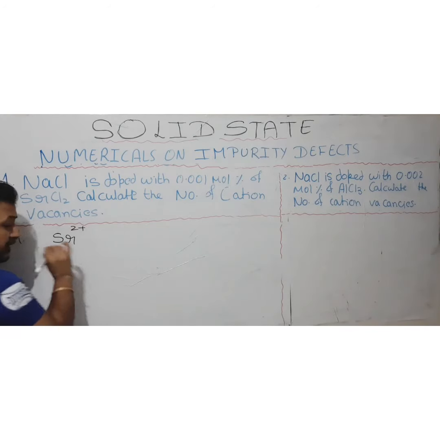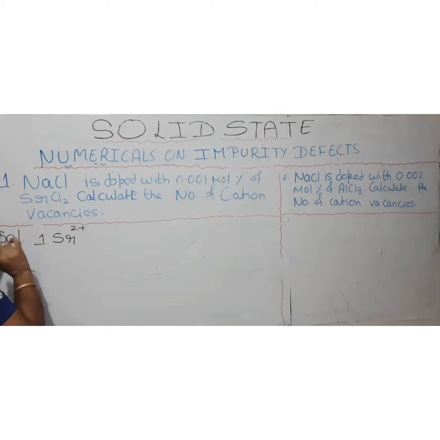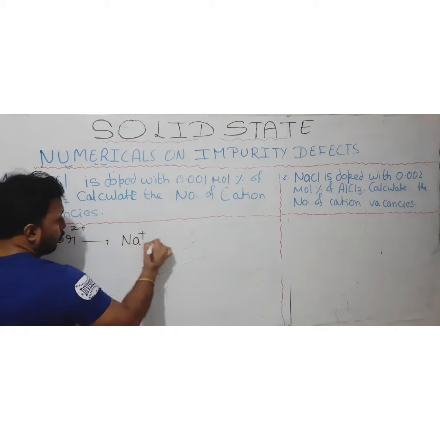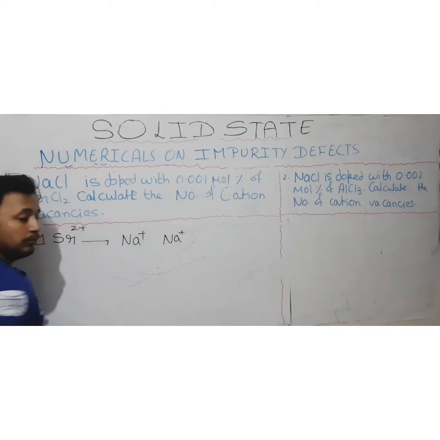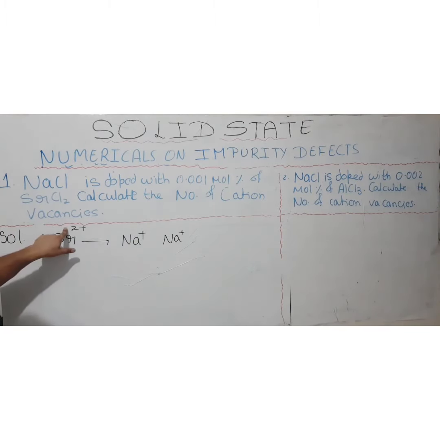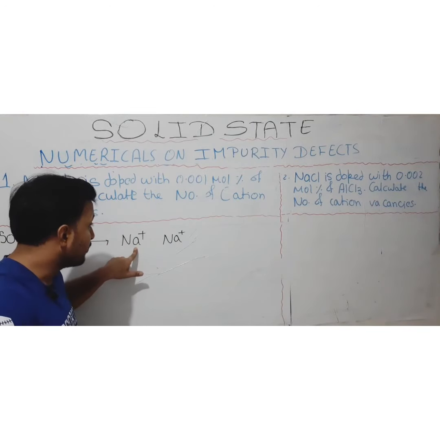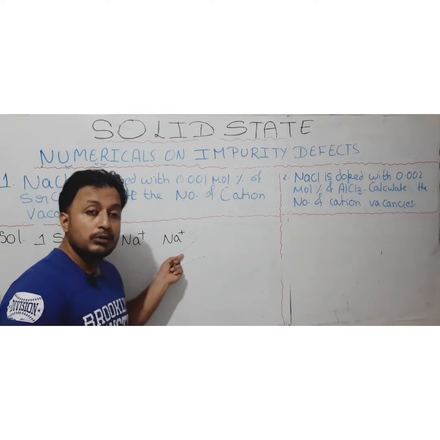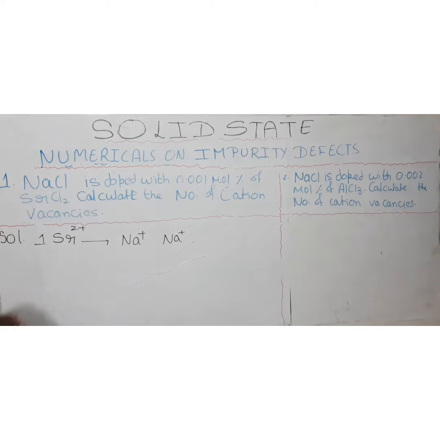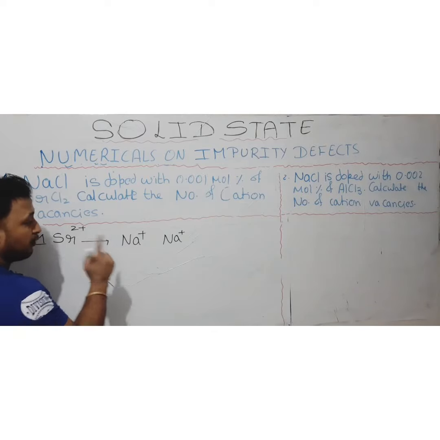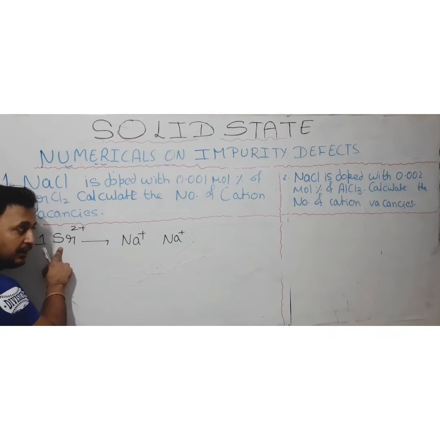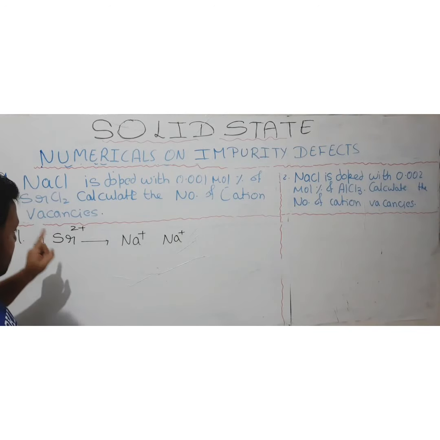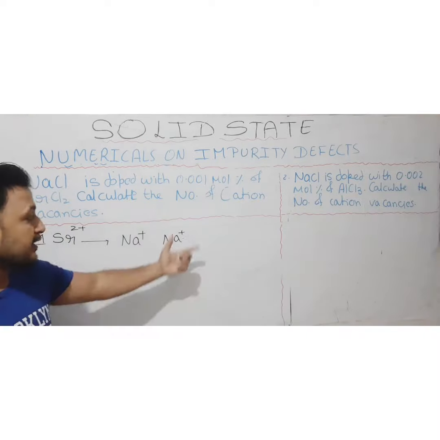Okay, so if we introduce one strontium ion, suppose one strontium ion we have introduced, then it is going to displace 2 sodium ions, because the charge on strontium is 2+ and the charge on sodium is +1. So to maintain the electrical neutrality of the solid, 2 sodium ions are going to be displaced. So when 2 sodium ions are displaced, the space of one is going to be occupied by the strontium ion itself and the other is going to be left vacant. It means that one cation vacancy will be created here.